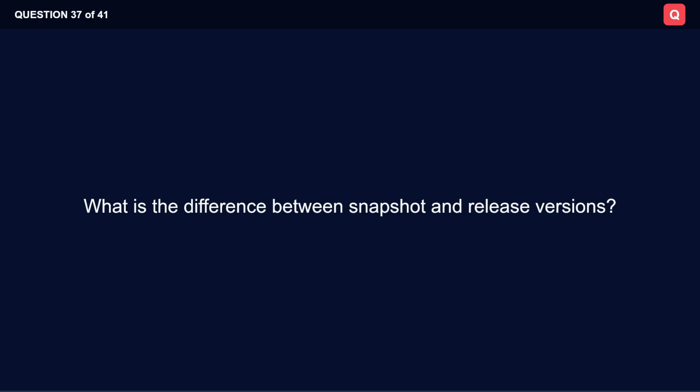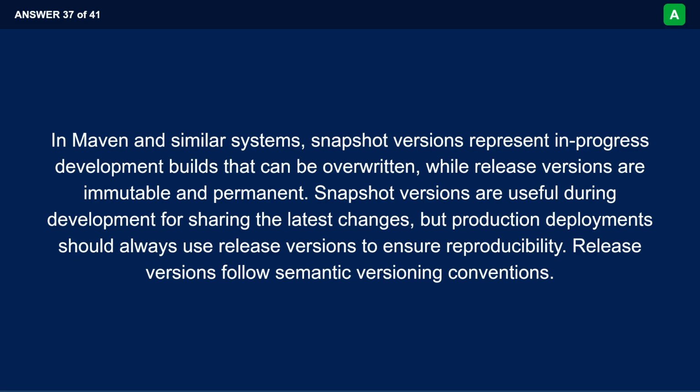What is the difference between snapshot and release versions? In Maven and similar systems, snapshot versions represent in-progress development builds that can be overwritten, while release versions are immutable and permanent. Snapshot versions are useful during development for sharing the latest changes, but production deployments should always use release versions to ensure reproducibility. Release versions follow semantic versioning conventions.